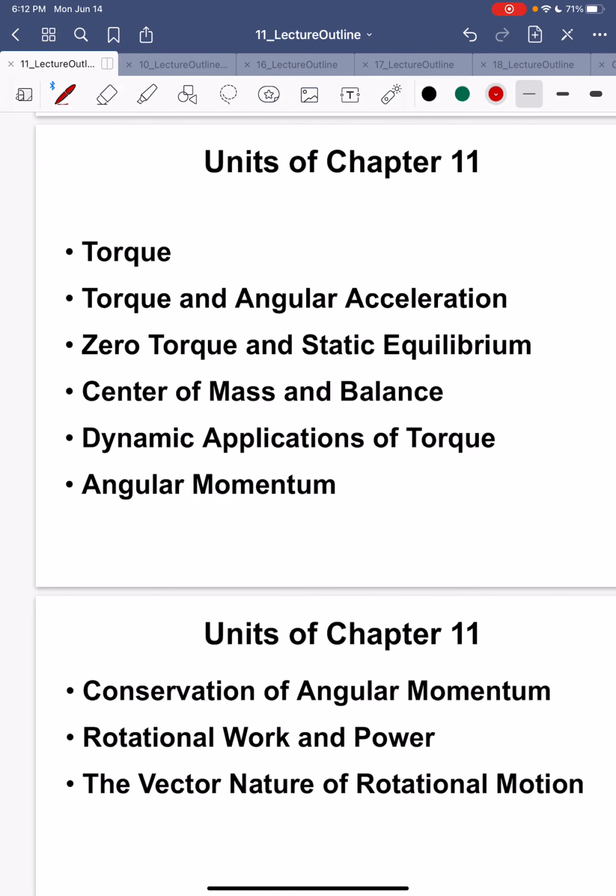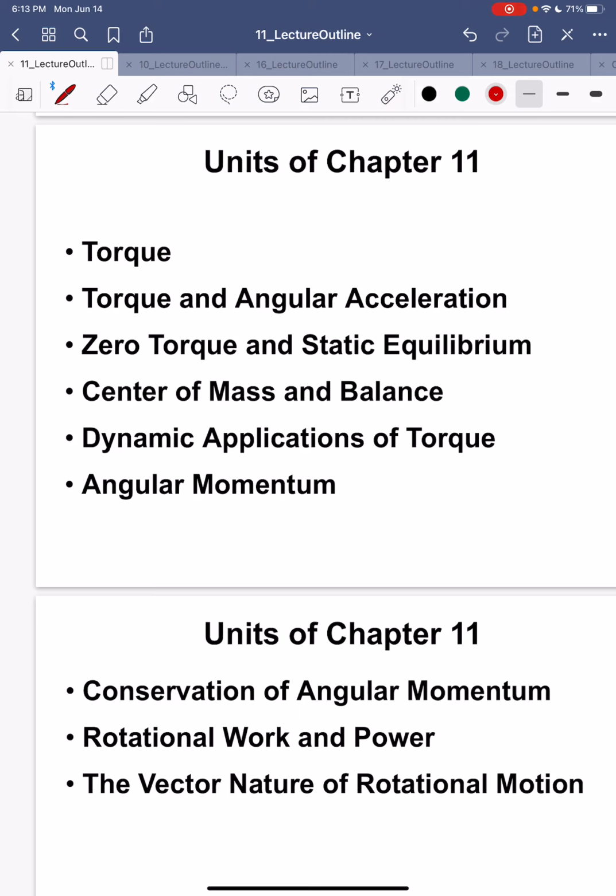The first quantity that we are going to introduce in this chapter is torque. And we will find out how we are going to calculate the torque, what is the relation between torque and angular acceleration, and then we are going to move to the static equilibrium conditions and find out what are the conditions needed for static equilibrium. We will talk about the center of mass and its relation to balance. We will talk about dynamic applications of torque.